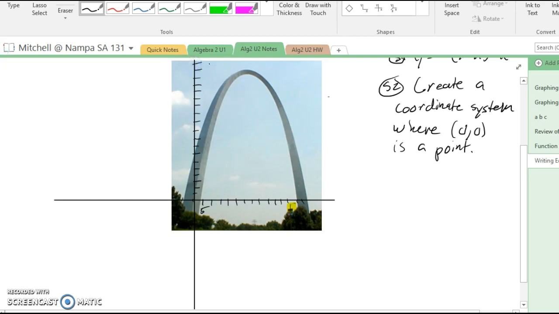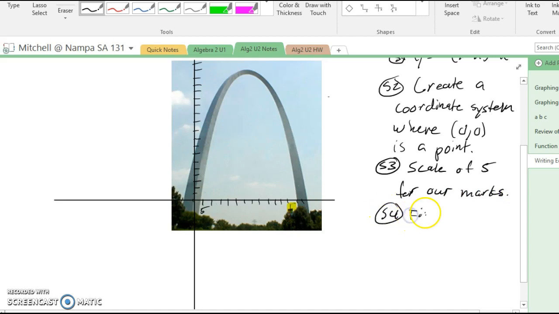And then, so I'm going to label my coordinate system. So step 3, we need to make our hash marks, not hashtags. So we're going to go on a scale of 5 for our marks. Now on your graph, you can pick any scale you want. Now step 4 is we need to find the vertex.